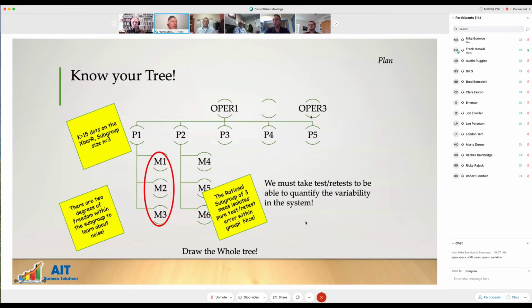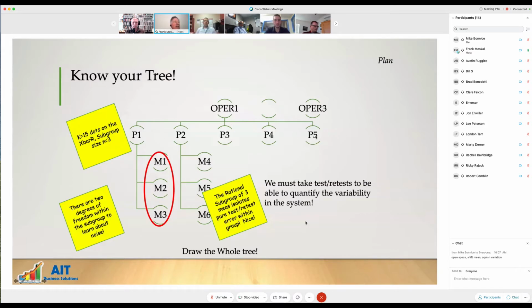I've drawn 3 operators in my study. I'm using 5 parts, 5 samples in my study, and then I'm doing 3 repeat measurements. And repeatability, the only way I can get that repeatability is to have the same operator measuring the same part multiple times. And that's going to give me the repeatability. And then I can study the reproducibility when I look at the different operators.